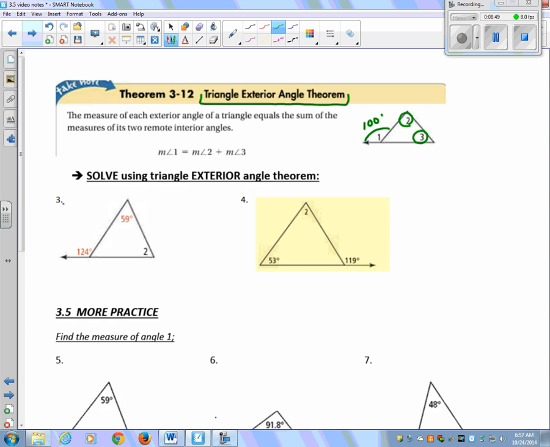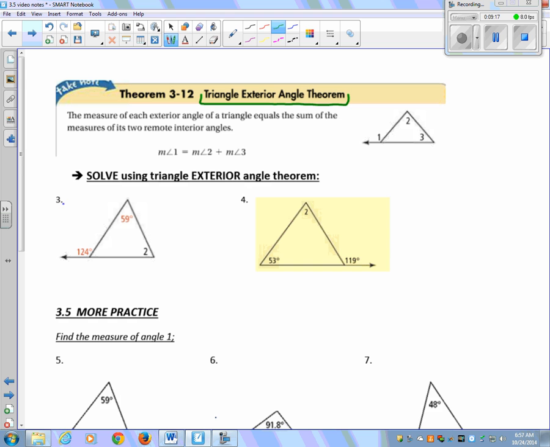Which makes sense here because if angle 1 is 100, then its linear pair would be 80, right? And if the 3 angles of a triangle add up to 180, it makes sense that 2 and 3 together would have to be 100. So the remote interior angles equal the exterior angle.